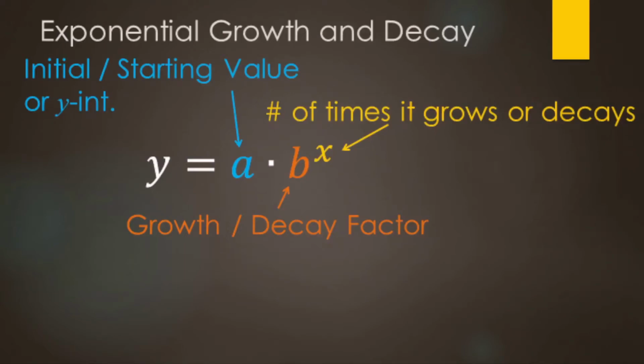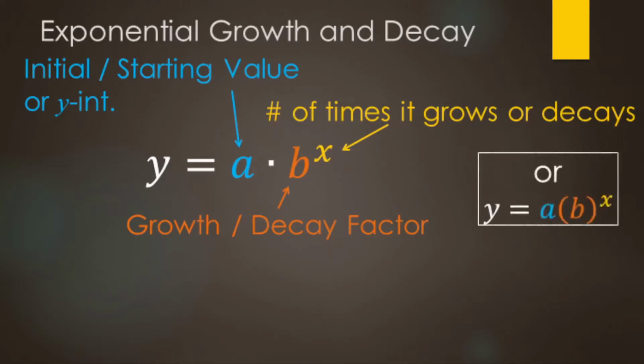So in this video here, we're going to be looking at situations that can be modeled as exponential growth or decay. So here's the generic form for an exponential function, y equals a times b to the x. You can also see it written like this, where the b is in parentheses instead of using the multiplication dot. You do need to know that it means the exact same thing.